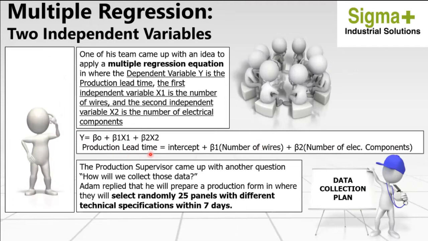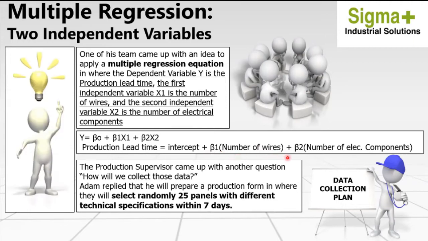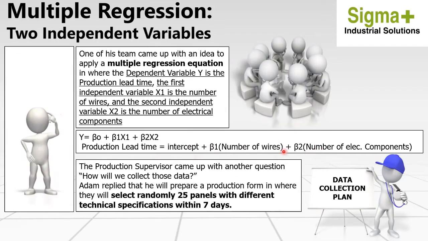The production lead time equals the intercept plus beta 1 multiplied by the number of wires plus beta 2 multiplied by the number of electrical components. So as we can see, all we have to do is estimate three variables: the intercept, beta 1, and beta 2. How can we apply multiple regression in that example? That was the question of the production supervisor.